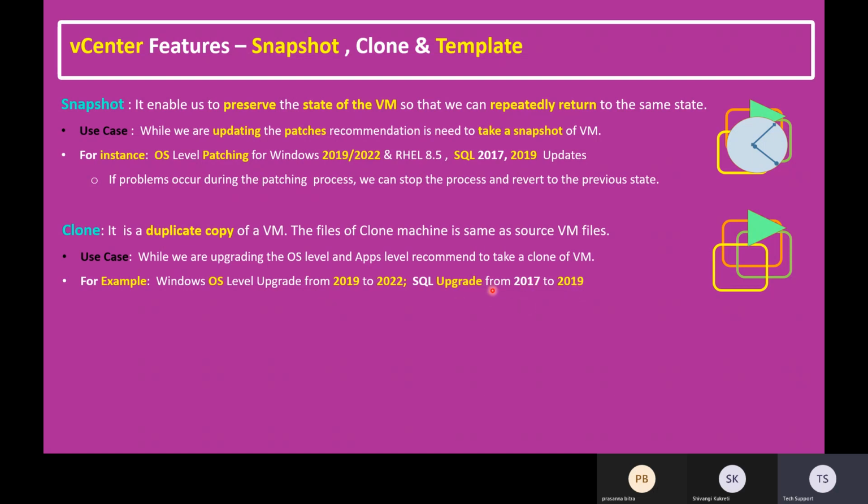In this scenario, the best method is, instead of touching the production server, first prepare one clone copy. You can do your upgrade test on a clone machine. So let's quickly log into our vCenter and we'll create a clone machine.